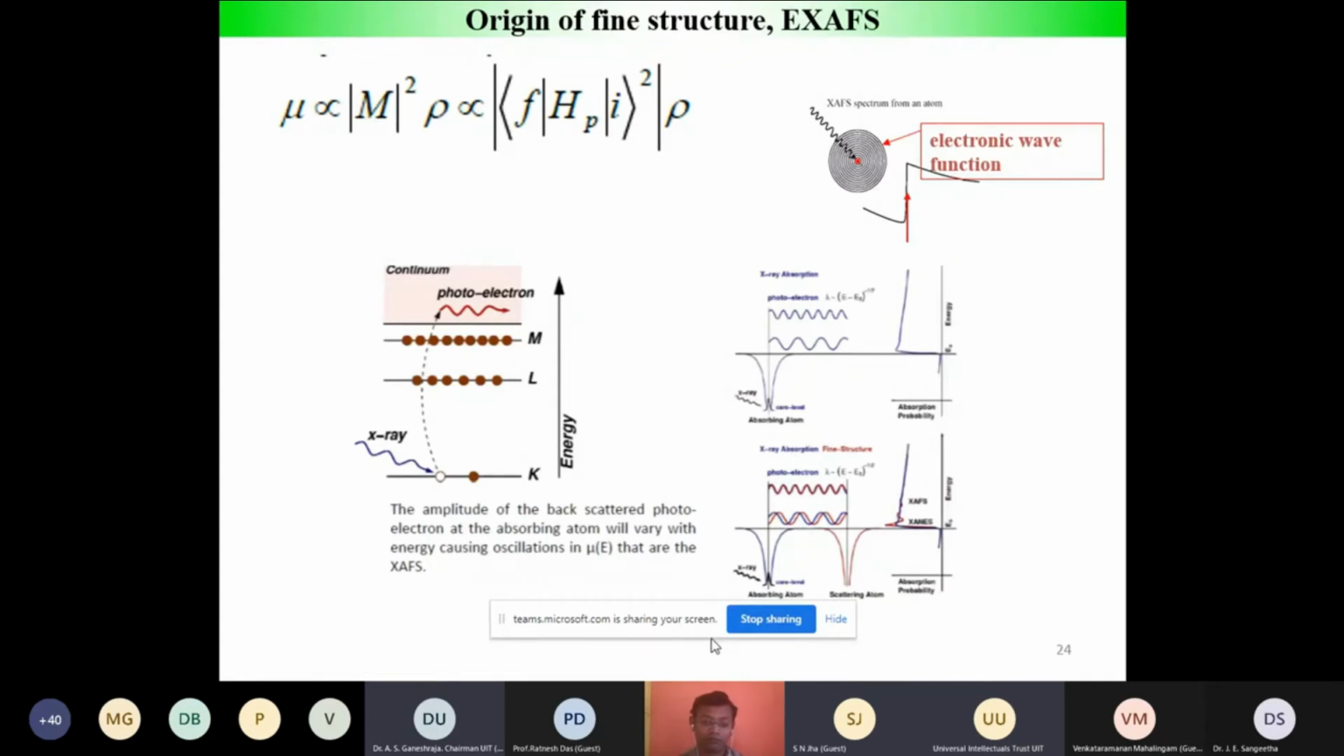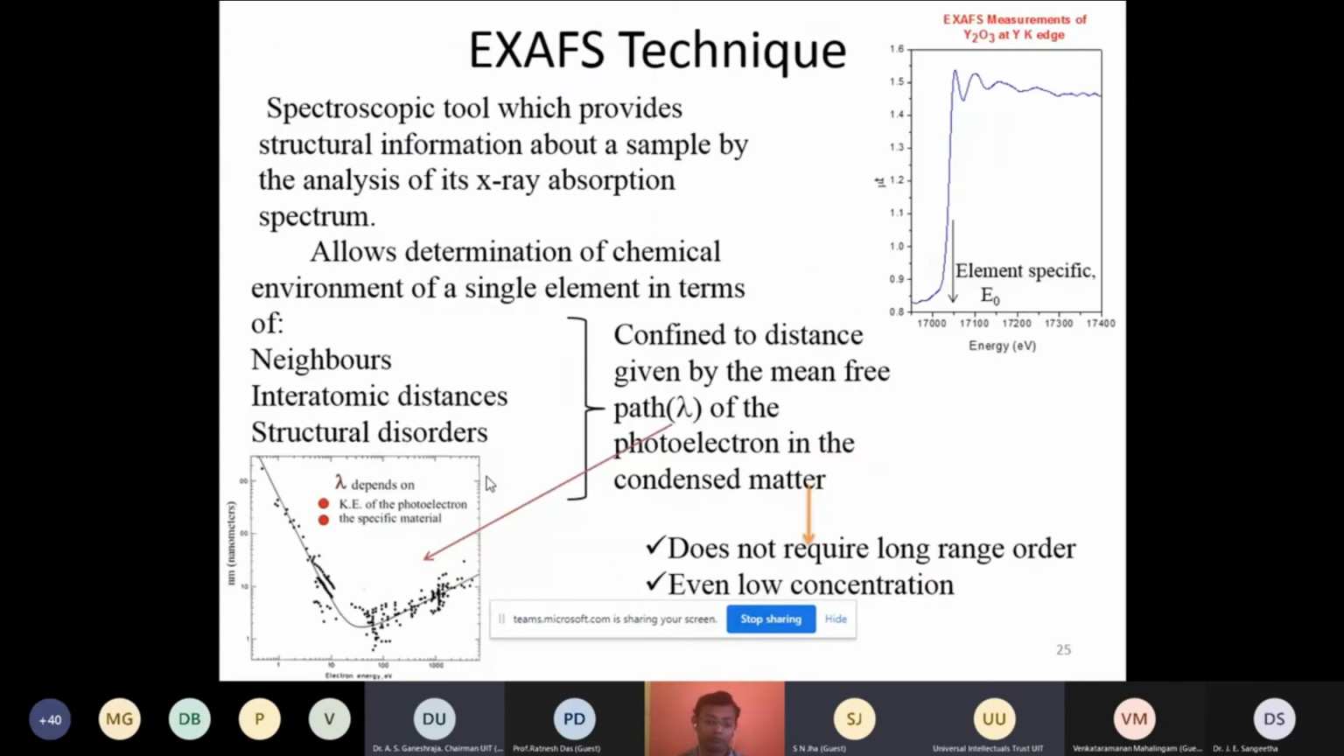And the absorption edge position gives rise to a characteristic fingerprint of the particular element present in the matrix. So that's why EXAFS is an element specific technique, which provides element specific structural information about a sample by the analysis of its X-ray absorption spectrum. And also it allows determination of the chemical environment of a single element in terms of neighbors, interatomic distances, and spectral disorders.